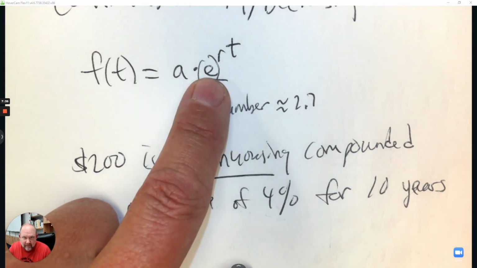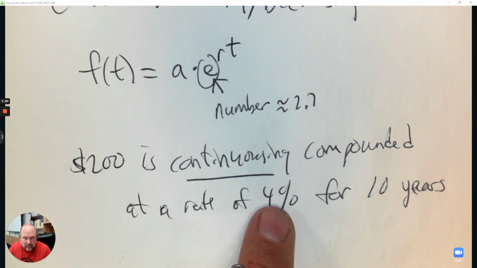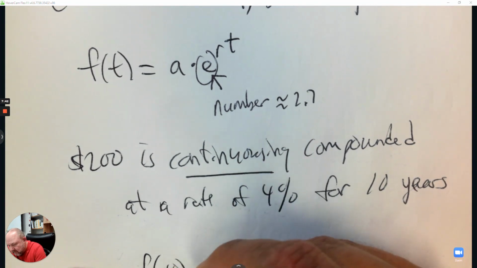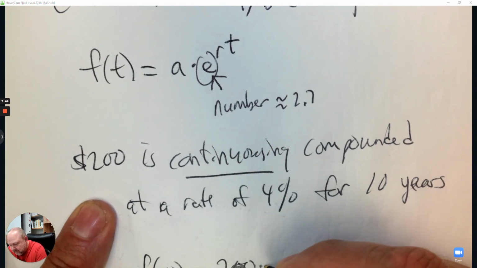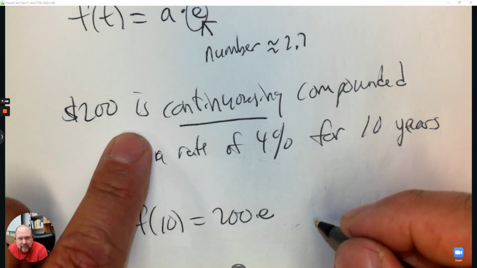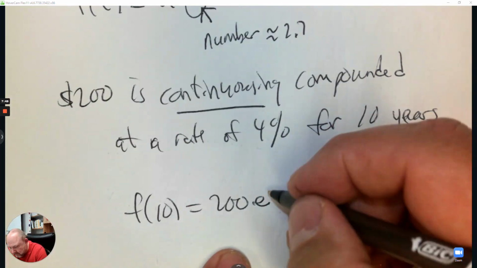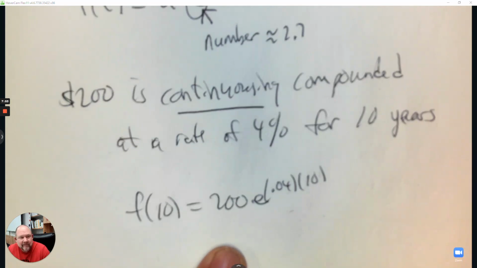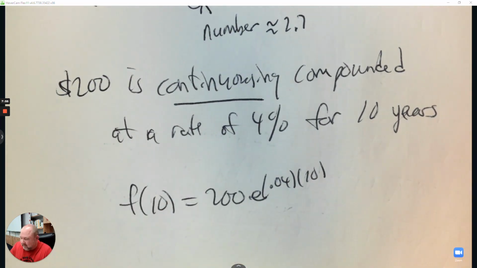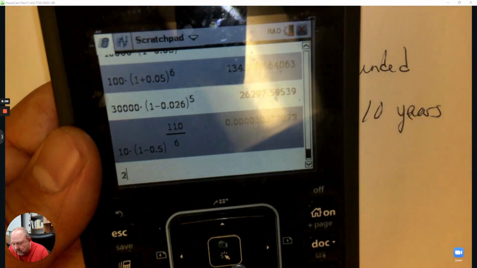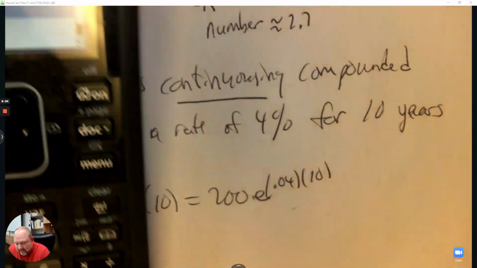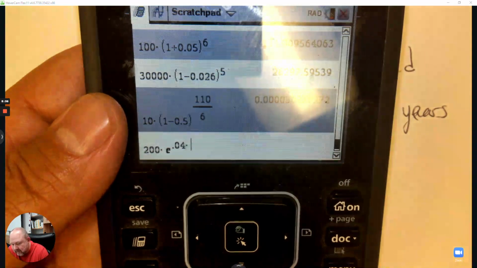E is in your calculator. And then the exponent would be the rate times the time. So this is what it would look like. So for 10 years, you would go $200 times E, and then in the exponent would be 4%, but you'd write 0.04 times 10. And then you'd calculate that. So with this calculator, you need to know where E is on your calculator. So you go 200 times E, and then in the exponent, you go 0.04 times 10.